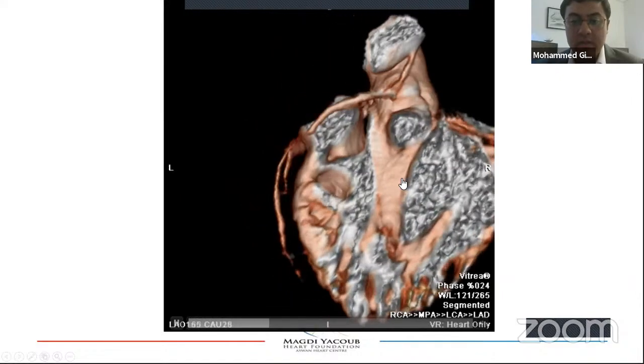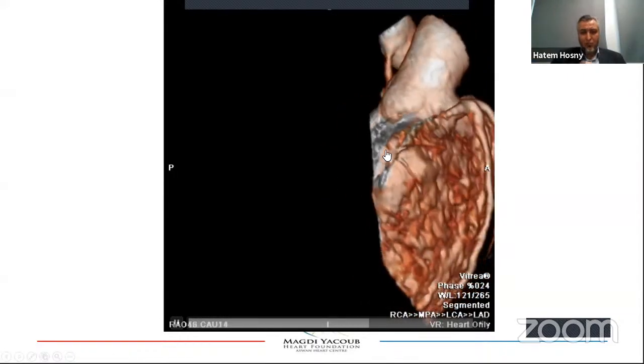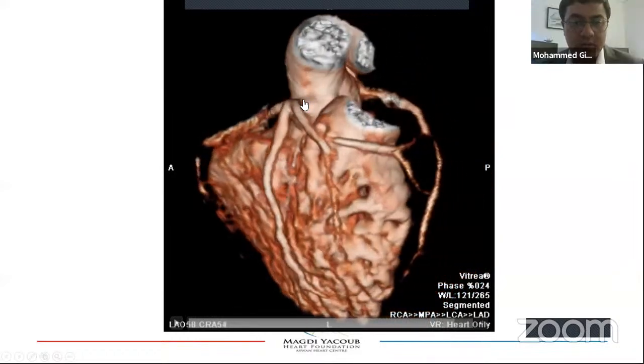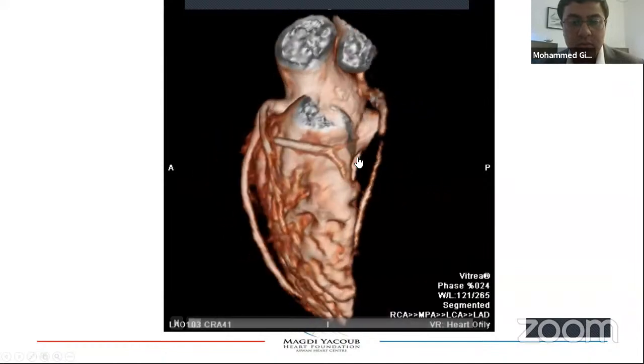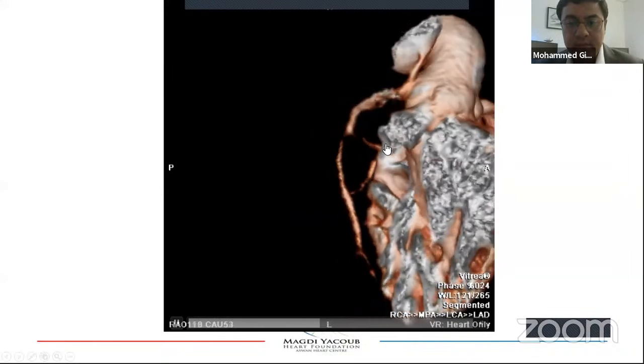In this scene, this is the RPA and this is the LAD, the main LAD. And this one, the RCA, arises from the aorta, as you see here. Unusual ALCAPA.